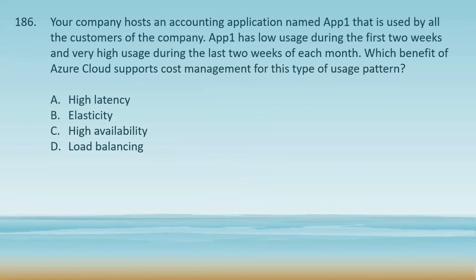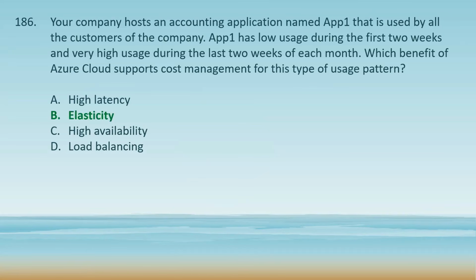Question number 186 of the series. Your company hosts an accounting application named App1 that is used by all the customers of the company. App1 has low usage during the first 2 weeks and very high usage during the last 2 weeks of each month. Which benefit of Azure Cloud supports cost management for this type of usage pattern? Your options are high latency, elasticity, high availability, load balancing.